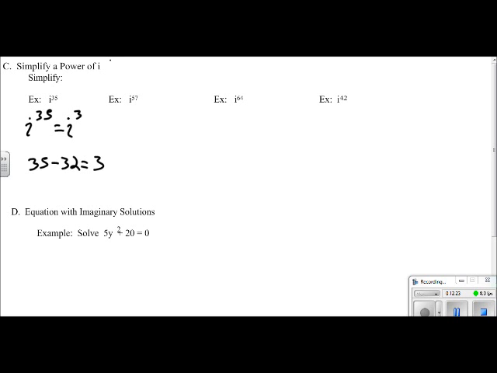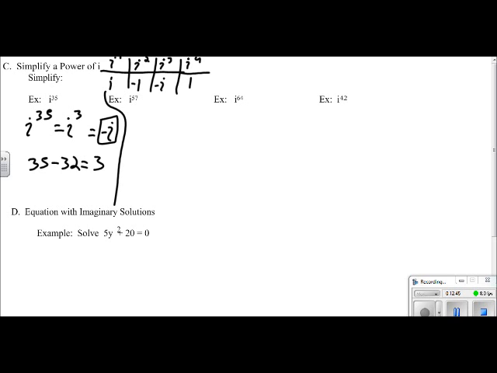And if we remember, I to the 1 is I, I to the 2 is negative 1, I to the 3 is negative I, I to the 4 is 1, so I to the 3 becomes a negative I.